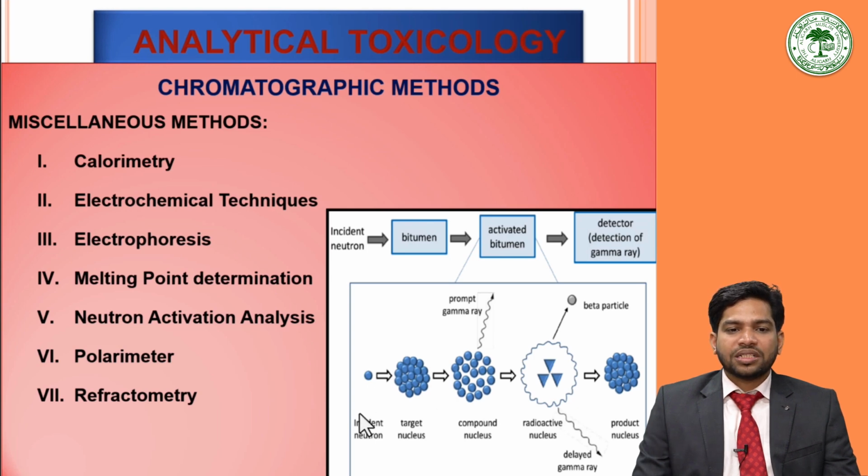Here you can see in the picture the incident neutron will act on the target nucleus and that will release the gamma rays, and detecting the gamma rays will help to detect the type of the particle involved.